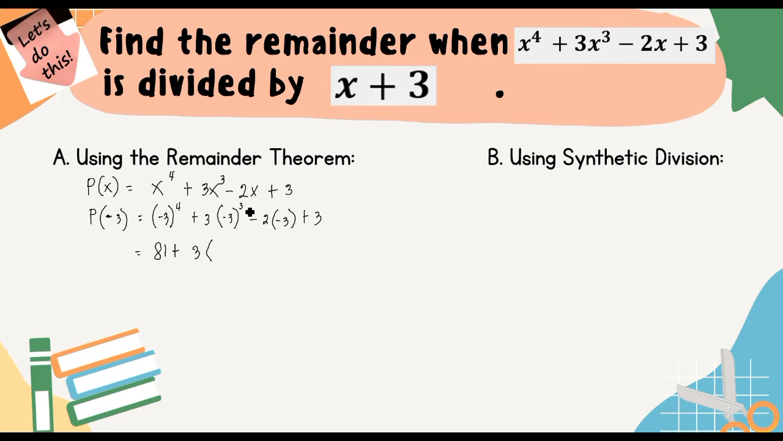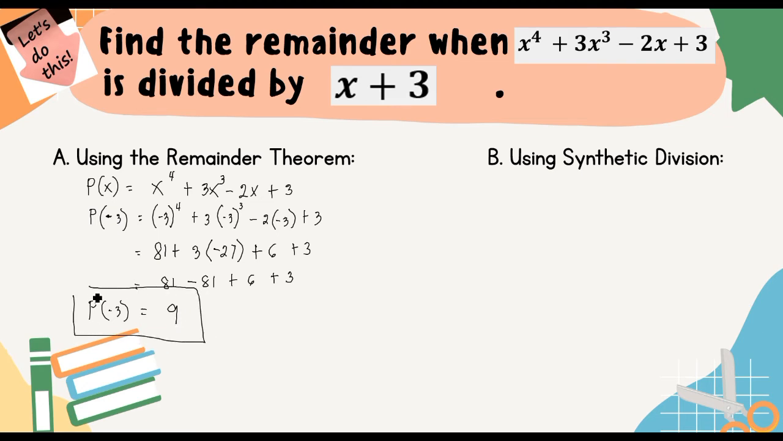Plus 3 times negative 3 cubed, which would become negative 27, minus negative 2 times negative 3 is positive 6 plus 3. Then we will have 81. Then positive 3 times negative 27 is negative 81 plus 6 plus 3. Then 81 minus 81 is 0. 6 plus 3 is 9. So therefore, P of negative 3 is equal to positive 9.